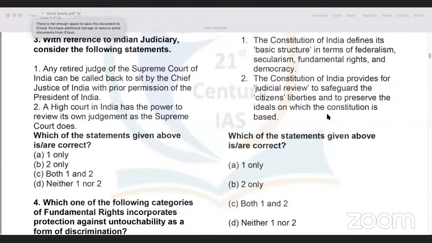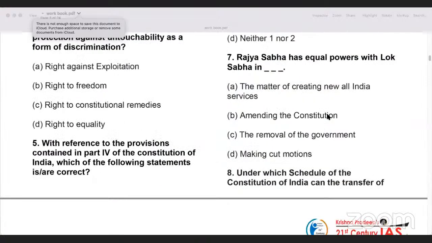Suppose the seventh question is based on the Rajya Sabha. Rajya Sabha has equal powers with the Lok Sabha in matters of creating new all India services, amending the Constitution, removal of the government, making the constitutions. Then the four options. Rajya Sabha has equal powers with the Lok Sabha in matters of. This is also one of the questions given in the previous exam.